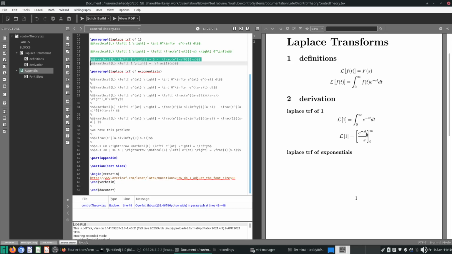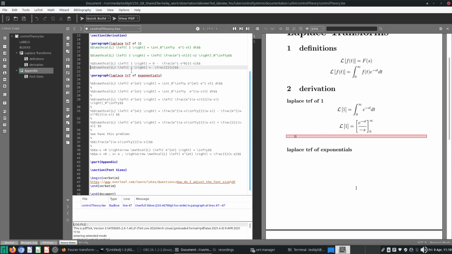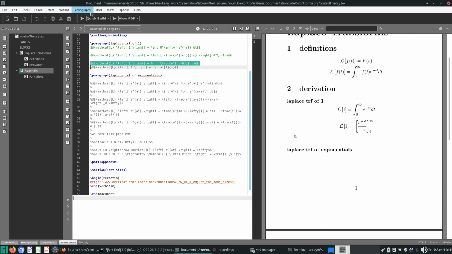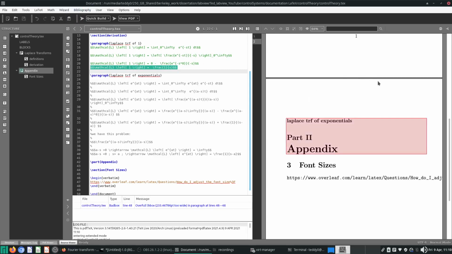So at t equals to infinity, e to the minus s infinity will just be equals to 0 for any real value of s. Okay, so yeah. Oopsie. Yeah. There you go. So at any real value of s, when t equals to infinity, this whole thing will just drop to 0. When t equals to 0, e to the minus s times 0 is just 1. So Laplace transform of 1 is just 1 over s.